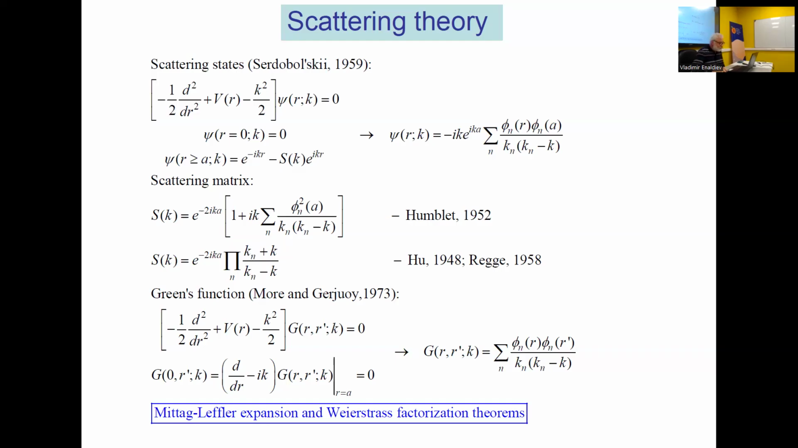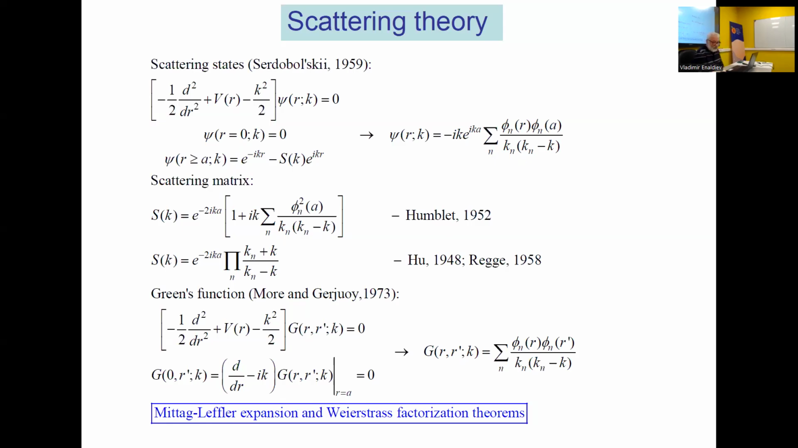And let me just mention the tools, mathematical tools used to obtain these results. Two major tools are the Mittag-Leffler expansion theorem and the Weierstrass factorization theorem. Let me comment here about these theorems.